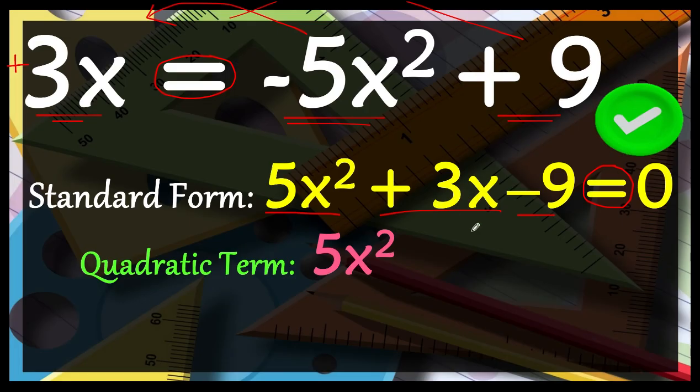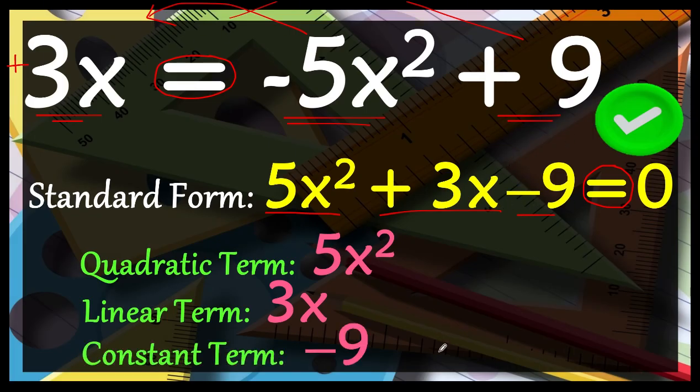Next, we have the linear term. So in this case, ito siya, which is the positive 3x, and then the constant, madali lang, yung walang kasamang variable, and that is negative 9. Okay? So now, tapos na tayo sa standard form natin. Nakuha na natin yung mga terms. Identify naman natin si A, B, and C.